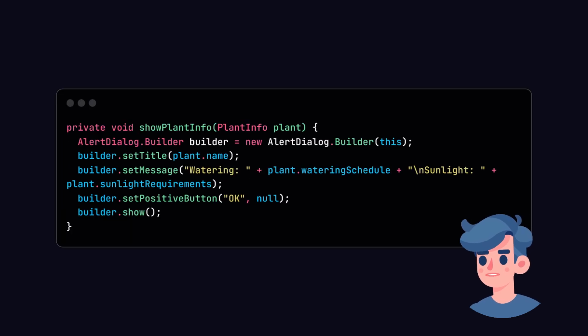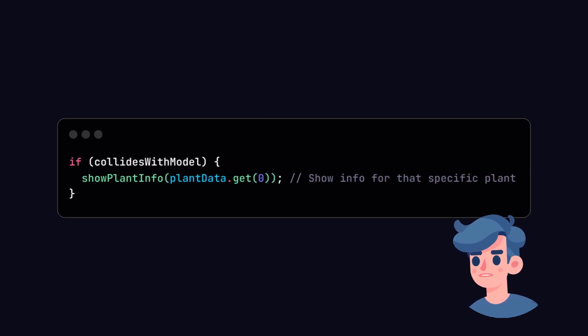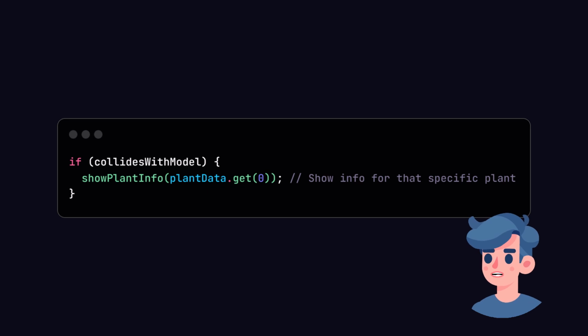We can use a custom dialog to display plant care information. Let's create a function that shows this dialog when a plant is tapped. Now we need to link our touch event listener to show the plant information dialog when a user taps on a plant in AR. To achieve this, you can set up collision detection for the 3D models you've placed.